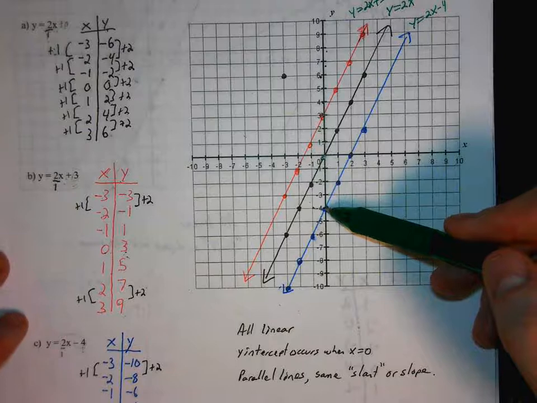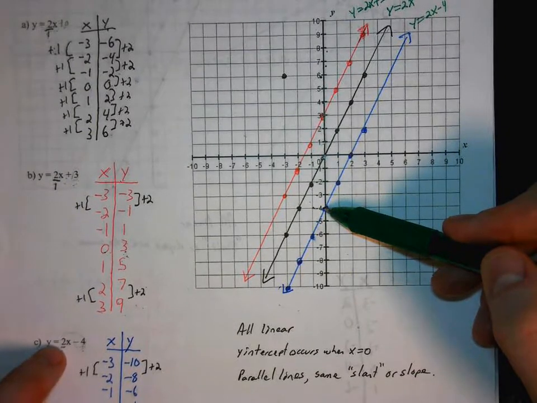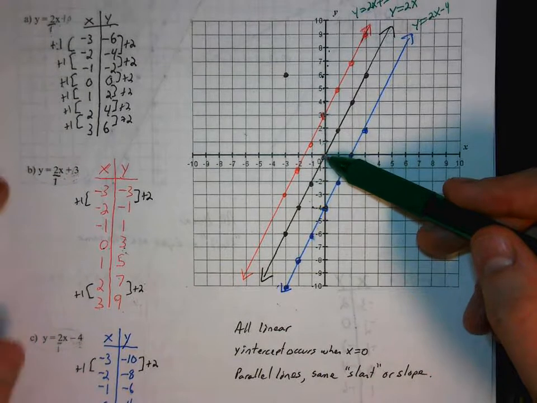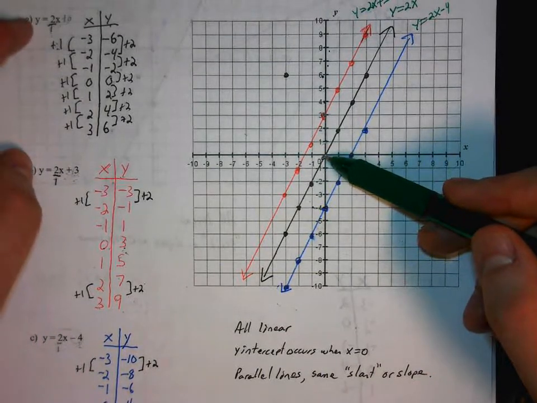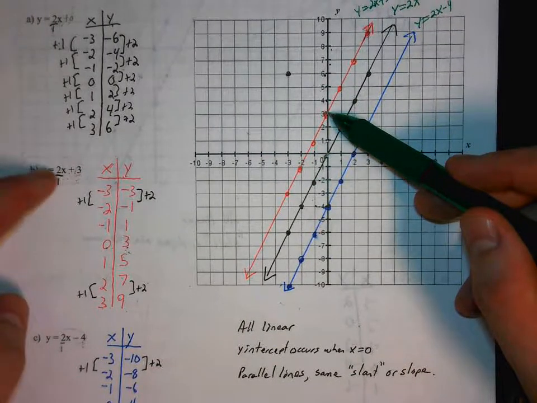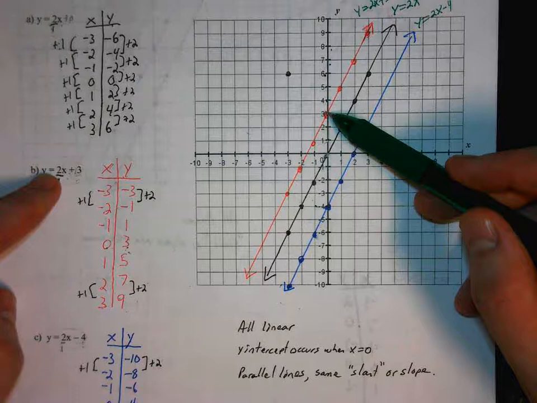So on the blue graph, y equals 2x minus 4, the y-intercept is at (0, -4). On y equals 2x, the y-intercept was at (0, 0). And then (0, 3) was the y-intercept for y equals 2x plus 3.